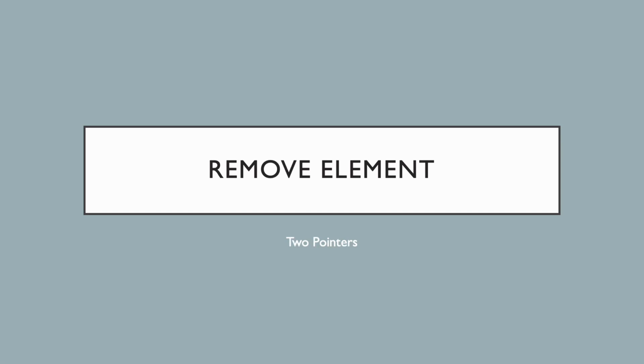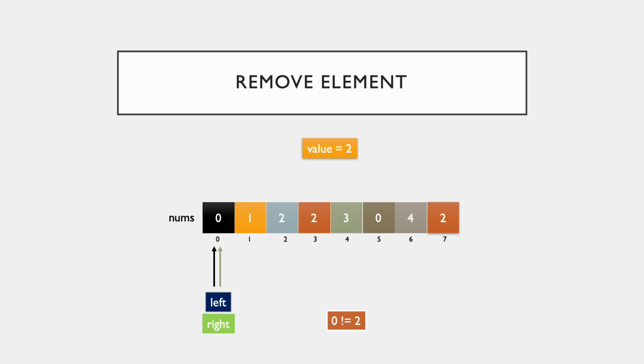Hi everyone. So we will be solving another question on 2 pointers, which is remove element. We are going to understand this question with the help of an example. Let's say we have a nums array and we have a value given to us.